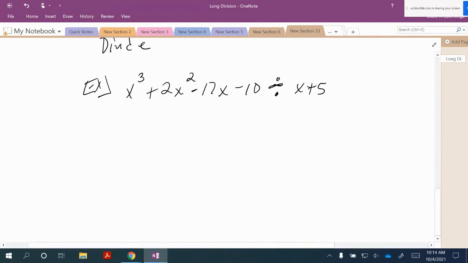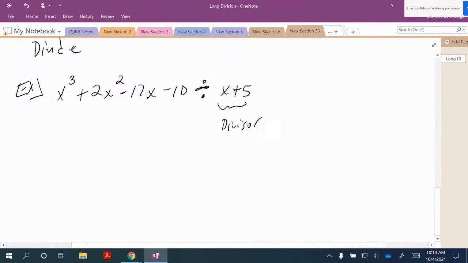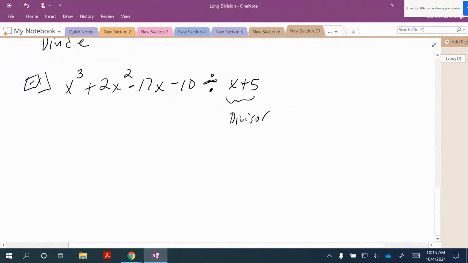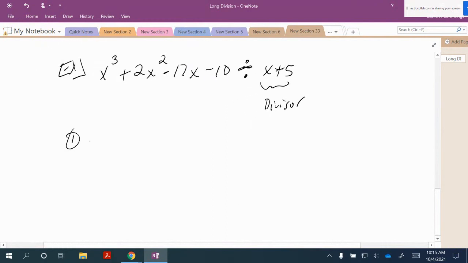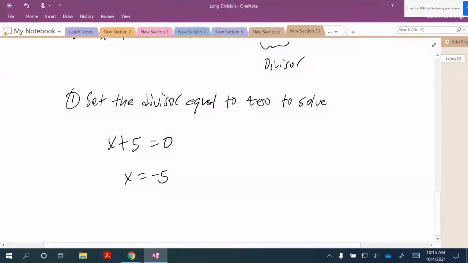Now I'm going to take my divisor, set it equal to 0, and solve it. So the first step is to set the divisor equal to 0 and solve. We have x plus 5, and I'm going to set that equal to 0. So I have x equal to negative 5. This is your divisor for your synthetic division.